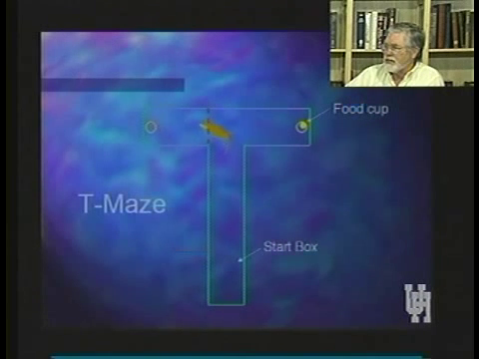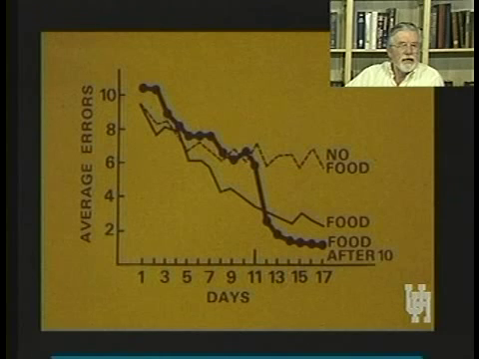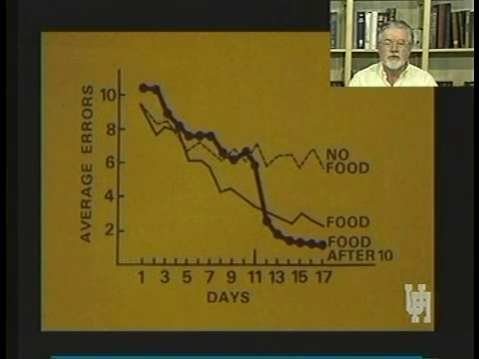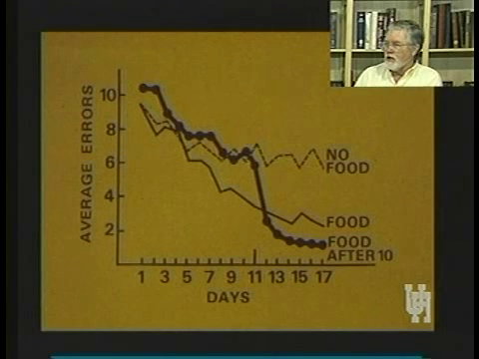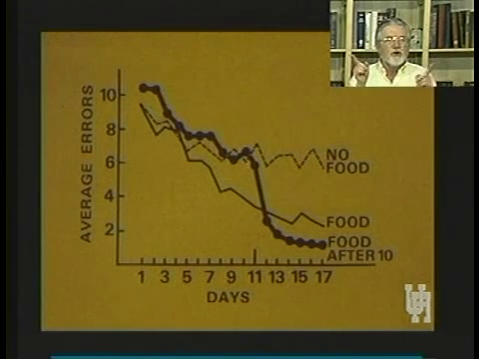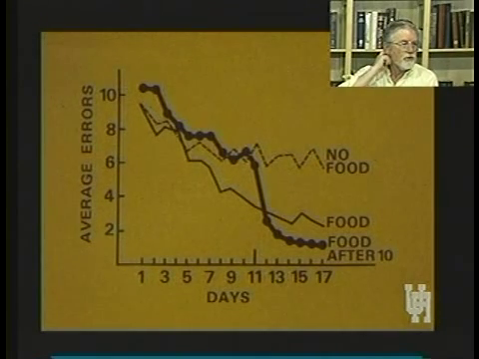But in essence, it's on this kind of a maze that this data was collected. And in essence, what they did was to run 3 groups of rats under 3 different conditions. And let me focus on this graph with you for a couple of minutes and point out some things. First of all, group 1 at the top basically got no food at any time. That is, it didn't matter which way they turned in that T, there was simply no food in the cup.